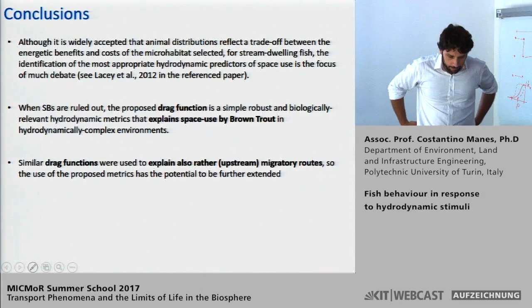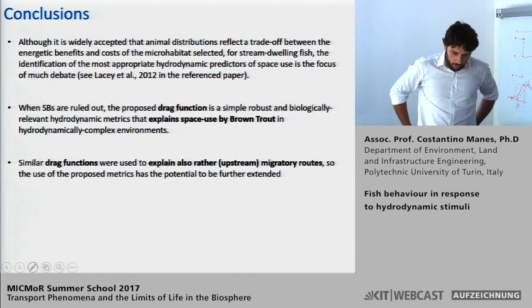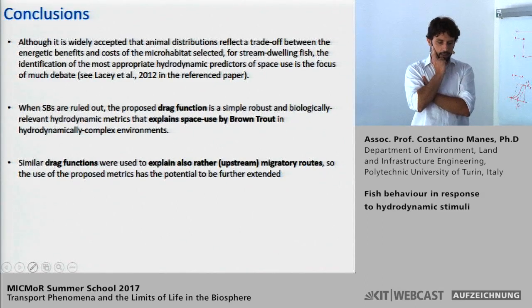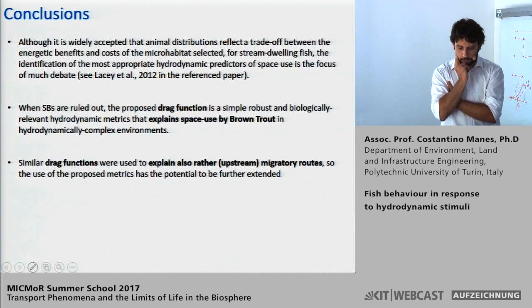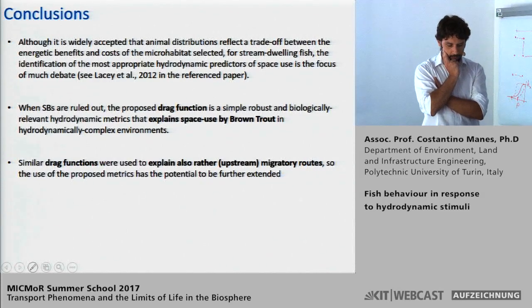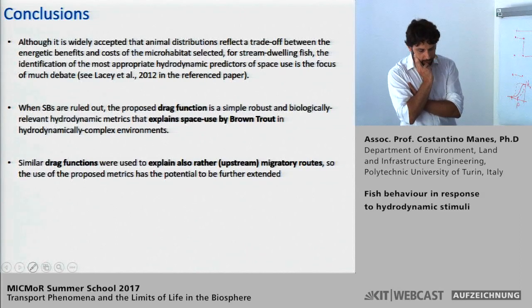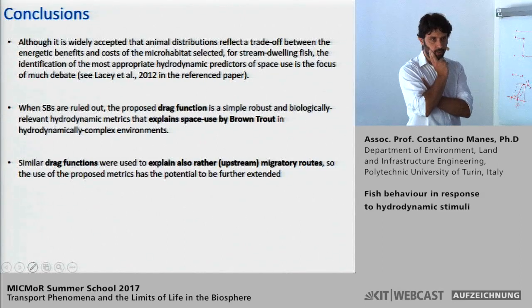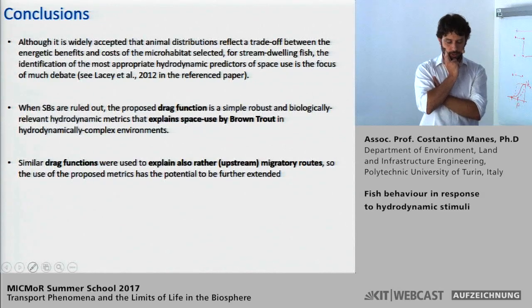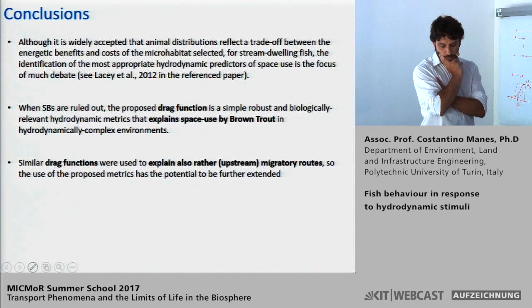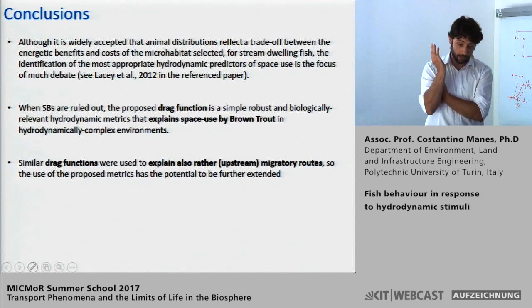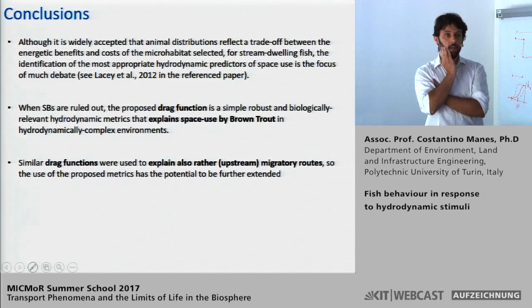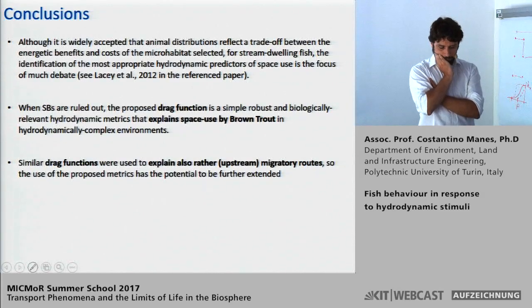Conclusions. We said at the beginning that there is much debate on what is the most appropriate hydrodynamic predictor for space use, because of the shortcomings we believe in the previous papers. When specialized behaviors are ruled out, like entrainment, Karman gaiting, and so forth, the proposed drag function seems to be a robust, simple, and biologically relevant metric to explain space use.